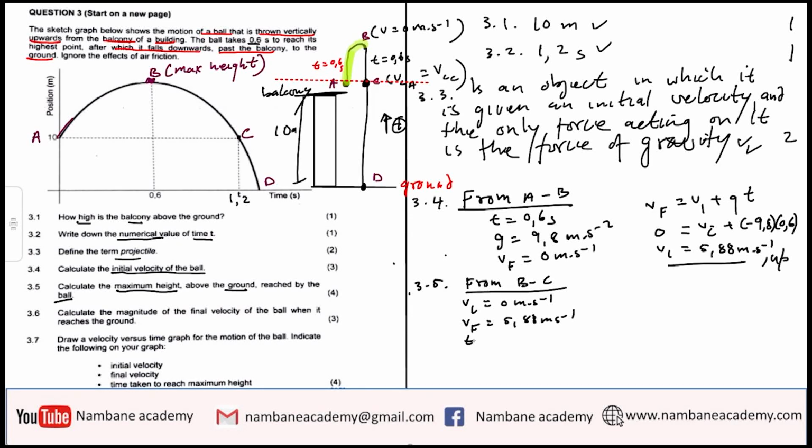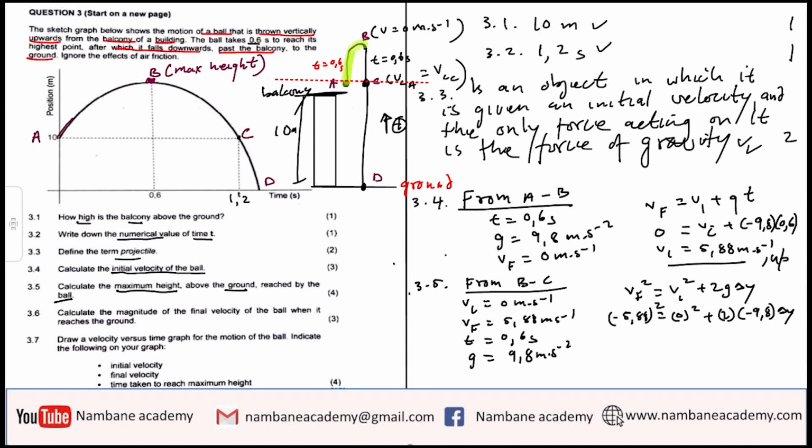Time is also given, 0.6 seconds. G is a constant, it is 9.8 meters per second squared. So what can I do? I can just use V final squared is equal to V initial squared plus 2G delta Y. What must I do? V initial is 0. Ratanang Pehlo said it is in an opposite direction. It is true, it is minus 5.88 squared plus 2 multiplied by G, which is now in an opposite direction, minus 9.8 delta Y.